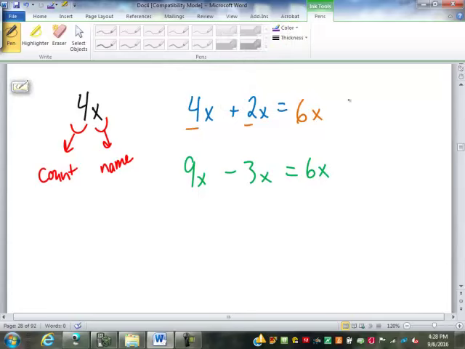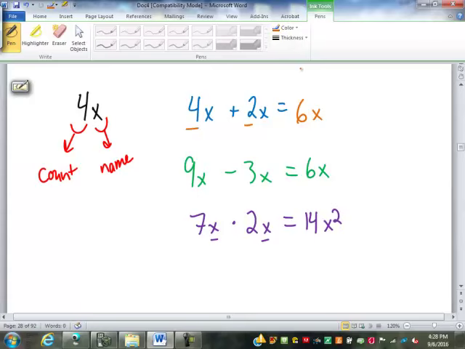However, when we multiply 7x times 2x, we combine the counts. 7 times 2 makes 14, but then we also combine the names. X times x makes x squared.